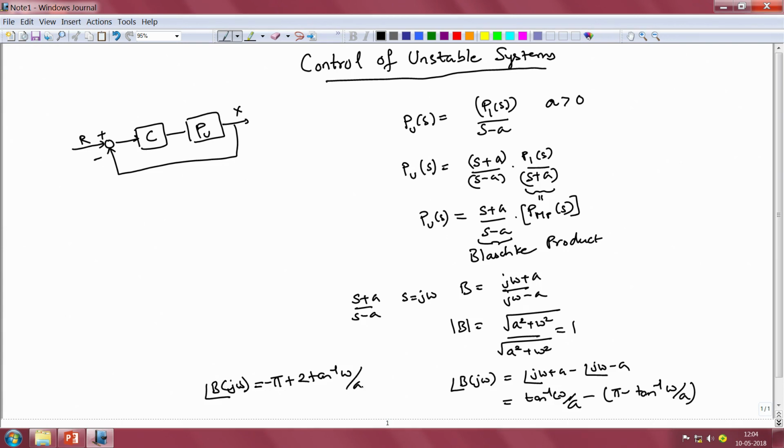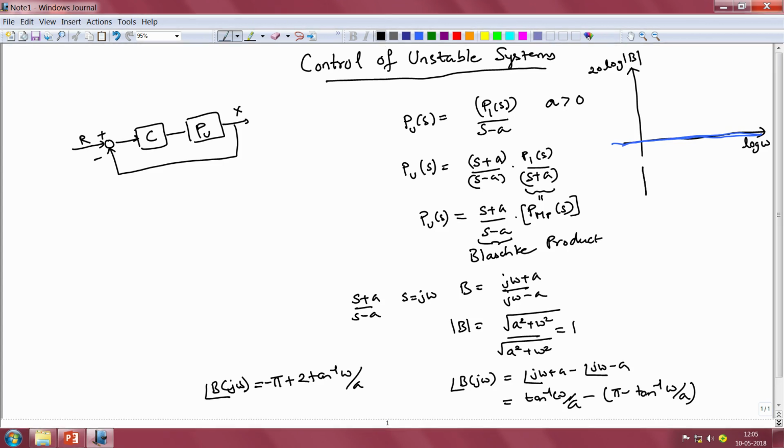So if one were to draw the magnitude characteristics of the Blaschke product, where the x axis is log of omega and the y axis is 20 log of magnitude of B, we would have a straight line that is coincident with the x axis. So the gain is equal to 0 dB, or in linear scale 1 unit, at all frequencies omega.